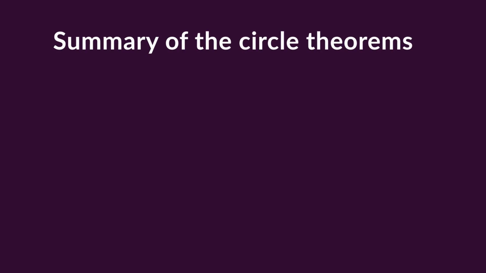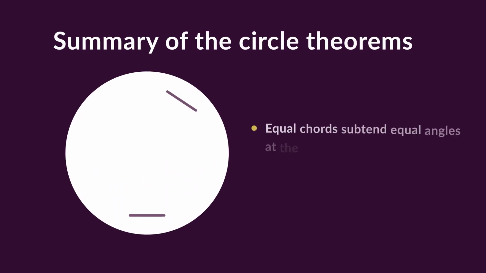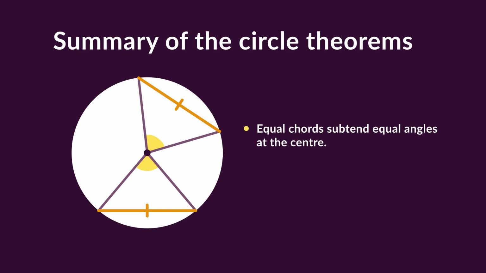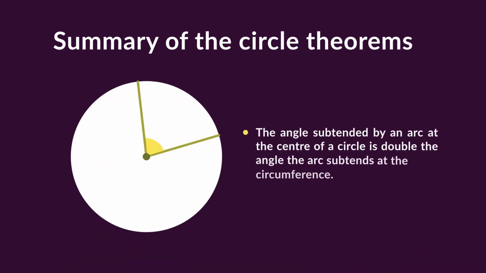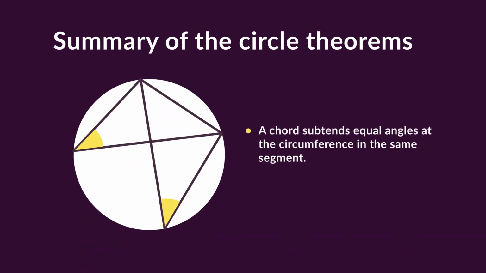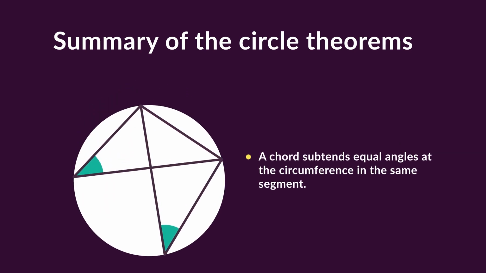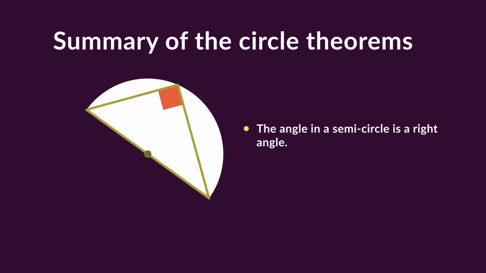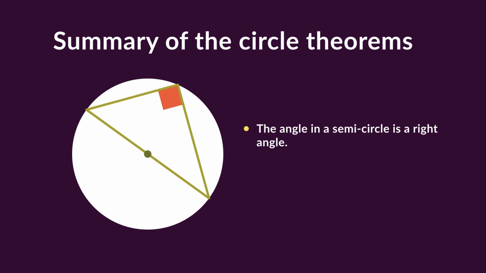These are the theorems and converses we've just covered. Equal chords subtend equal angles at the center. The angle subtended by an arc at the center of a circle is double the angle the arc subtends at the circumference. A chord subtends equal angles at the circumference in the same segment. The angle in a semicircle is a right angle.